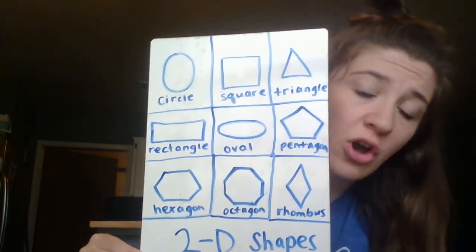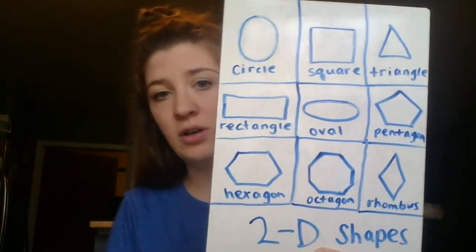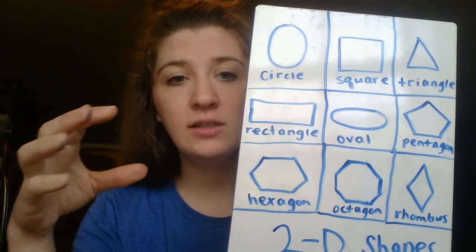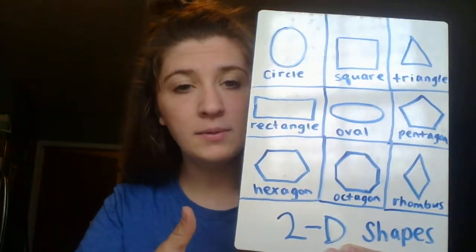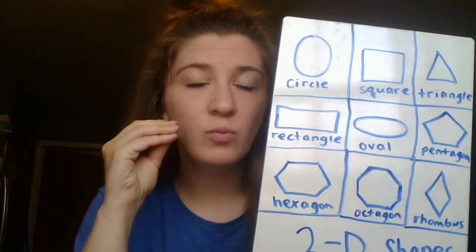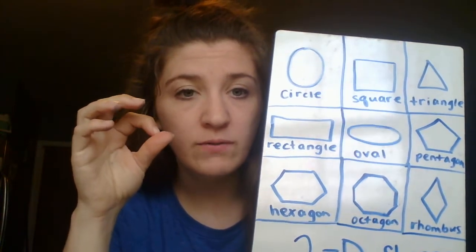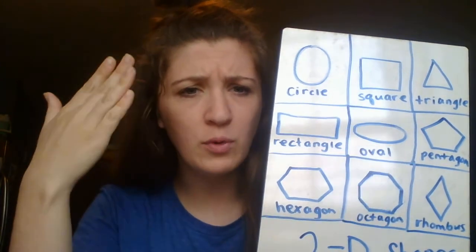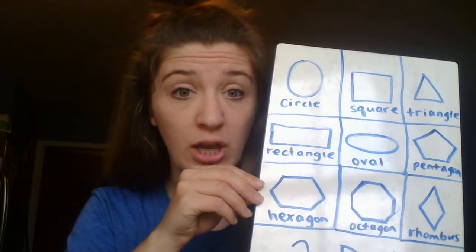Now, when we're talking about shapes, the most important thing for you to remember is that when I am asking you a question or someone is asking you a question about these shapes, they're going to use a word called attributes. Now, this word can sometimes be confusing because a lot of us don't remember it. Attributes are just like traits of the shape.